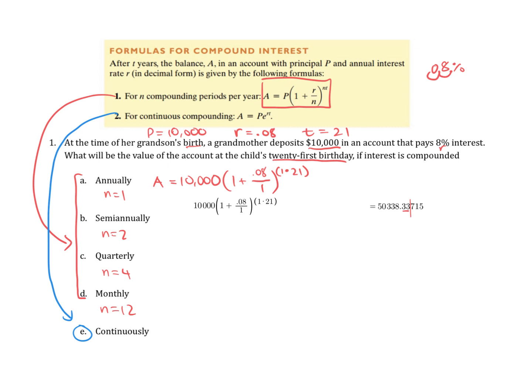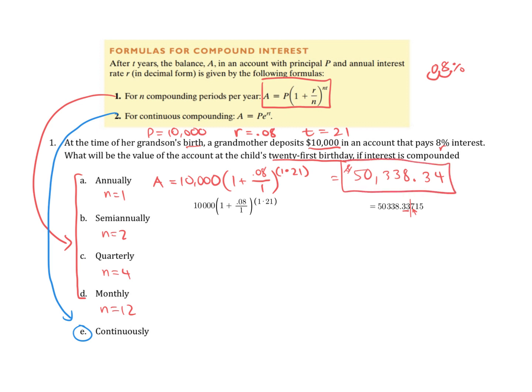But remember, when you round, you're going to have to look at that 3rd digit to decide what to do with the digit in the hundredths place. And a 7 tells me to bump a 3 up to a 4. So I get $50,338.34.